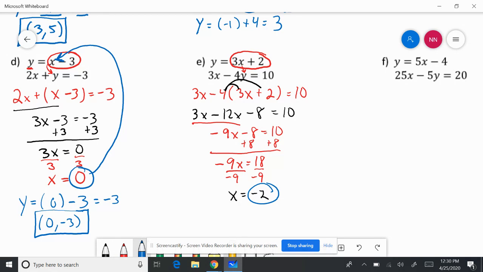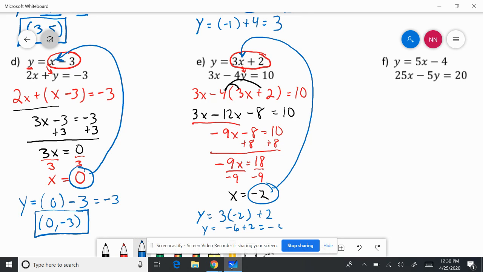We're going to take our negative 2, and we're going to substitute it in for the x in the top equation. So we have y equals 3, but instead of an x, we're going to put the negative 2. 3 times negative 2 is negative 6 plus 2 equals negative 4. Now remember, our answer is an ordered pair, just like graphing that we've done for the past 2 weeks. So we have negative 2 and negative 4.